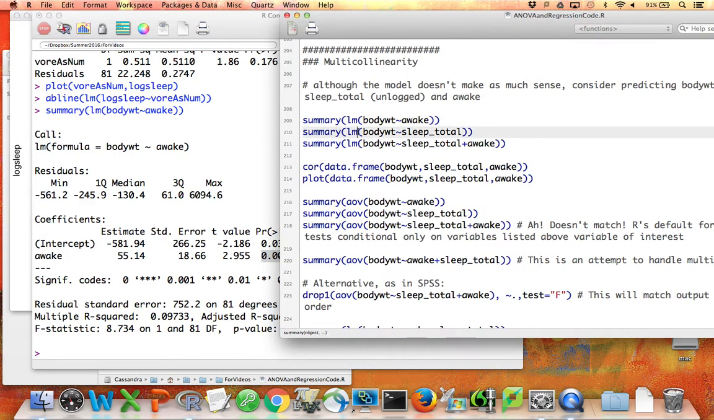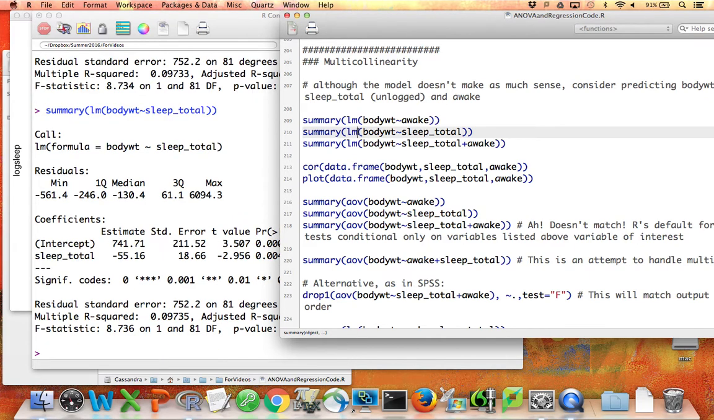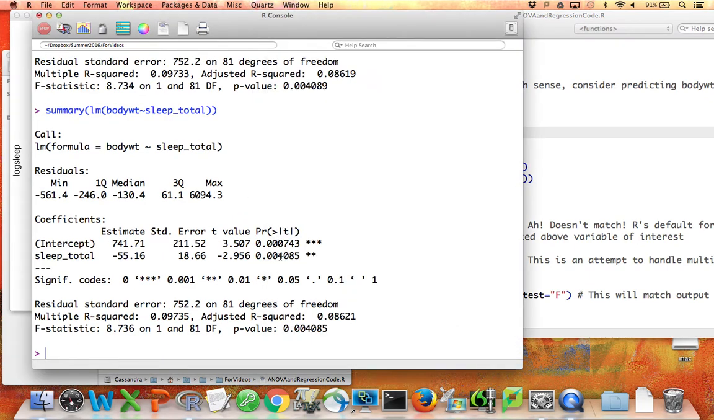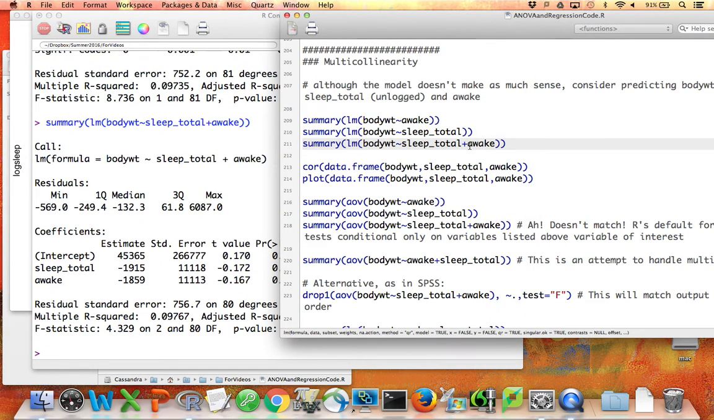Similarly, if I look at the model predicting body weight using only sleep total, it's very similar. I can see that using sleep total alone is a significant predictor. Sleep total leads to a better prediction of body weight than the equal means model does. What if I put them both in?